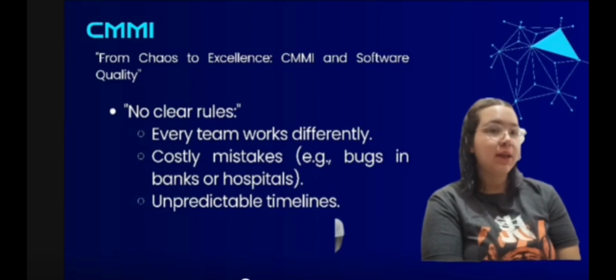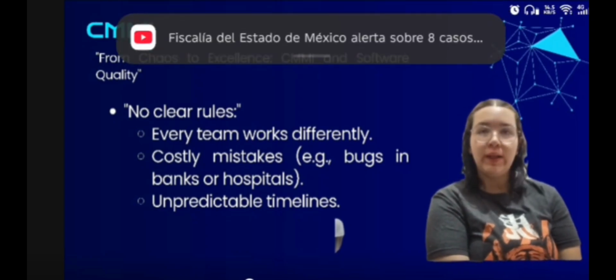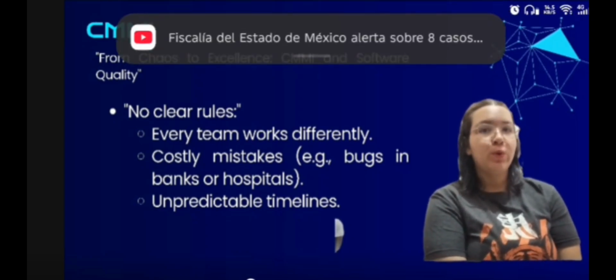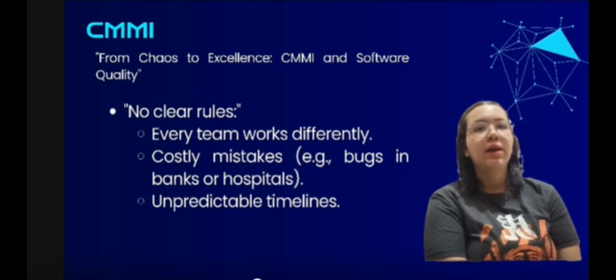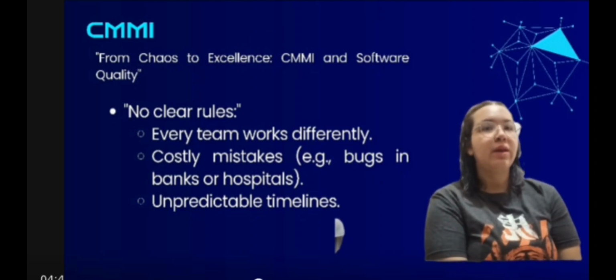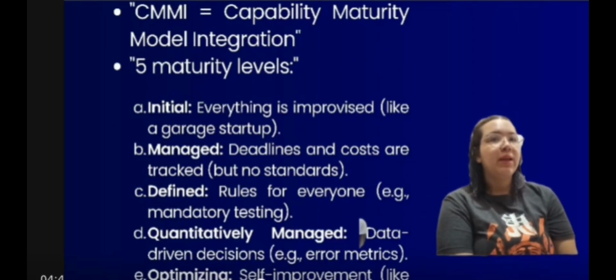Okay, I'm Monse and I'm going to talk about CMMI, from chaos to excellence, CMMI and software quality. No clear rules, every team works differently, and costly mistakes, bugs in banks or hospitals, and unpredictable timelines. CMMI means Capability Maturity Model Integration and has 5 maturity levels.